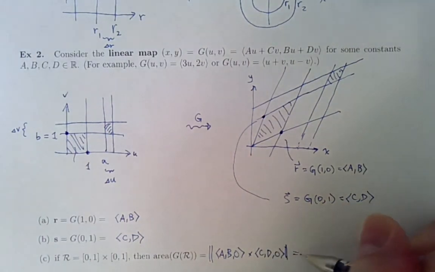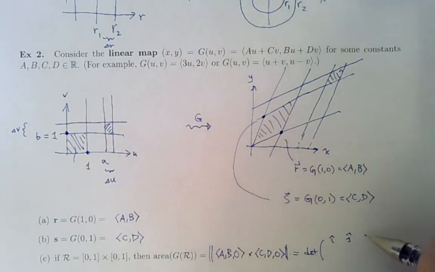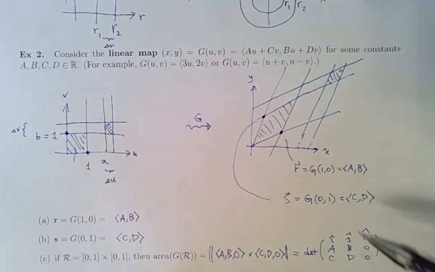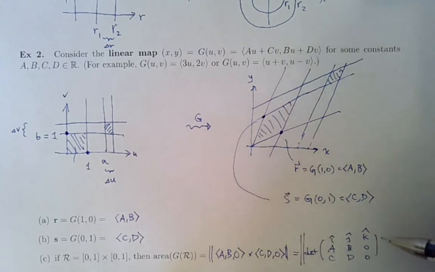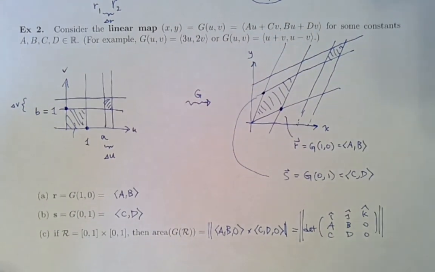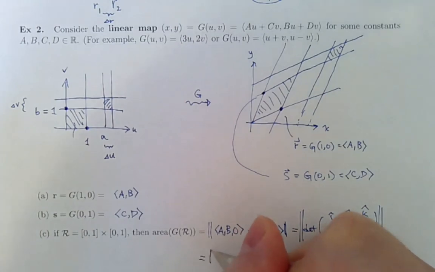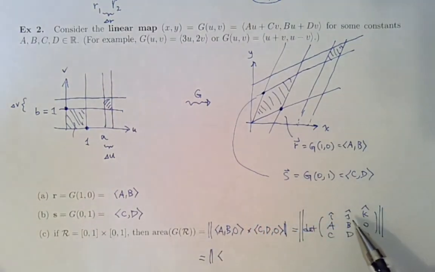And this is equal to the determinant of i, j, k; a, b, 0; c, d, 0. We still need to take the norm of that. And this will become still the norm. The first component 0, the second component 0 as well. The third component is ad minus bc.